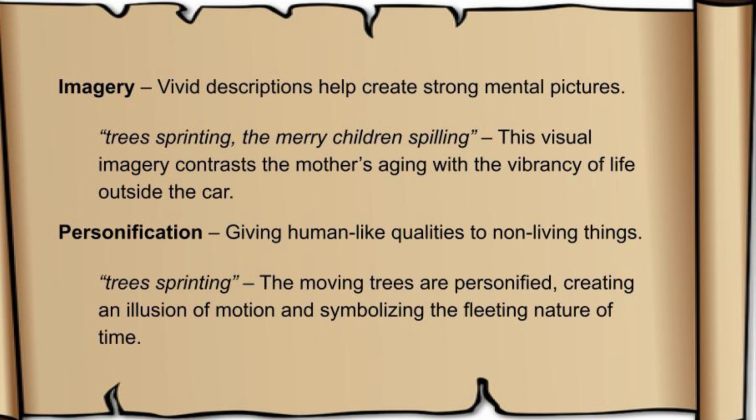The next poetic device is personification, which gives human like qualities to non living things. And the example is trees sprinting. It looks like the trees are sprinting, means running. The moving trees are personified, creating an illusion and symbolizing the fleeting nature of time, or how time passes quickly.